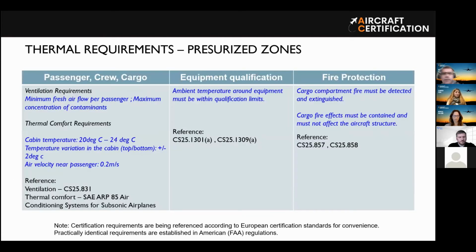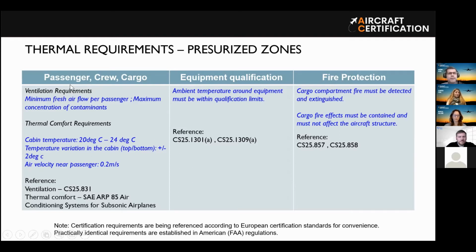So now, talking about that, I just put here some examples when we talk about the requirements. What are those requirements that we have? I brought here some examples for pressurized areas, which are the most critical that I mentioned. Then we can basically define three groups of requirements related to temperature. We have requirements for the passengers, the crew, and the cargo. We have requirements for the equipment, and we have a fire requirement.